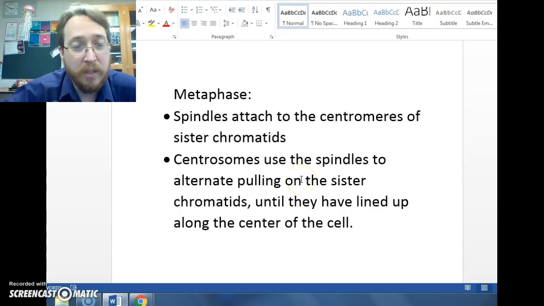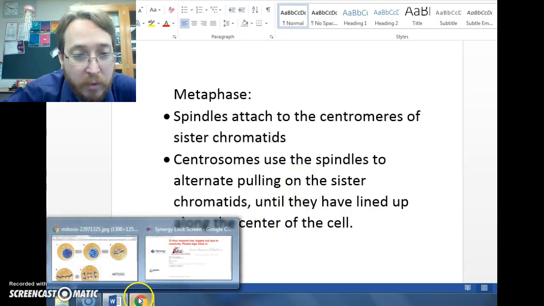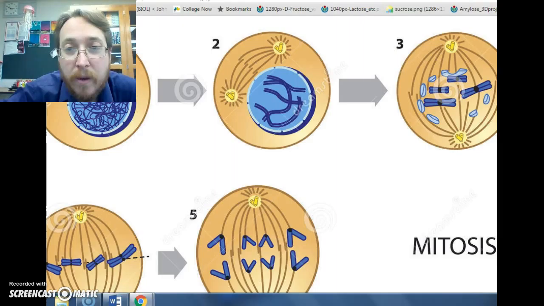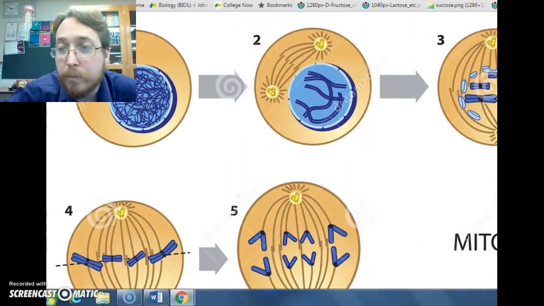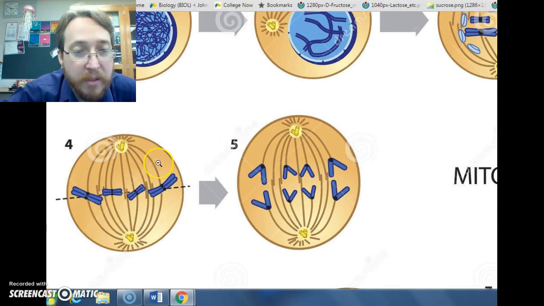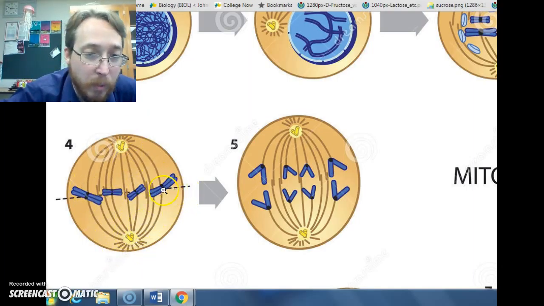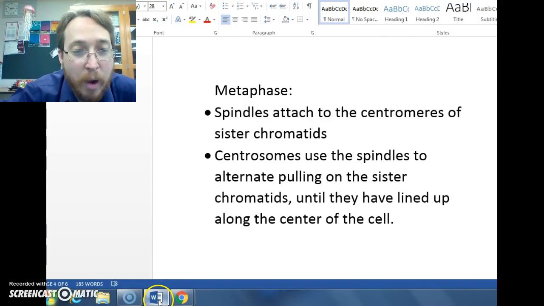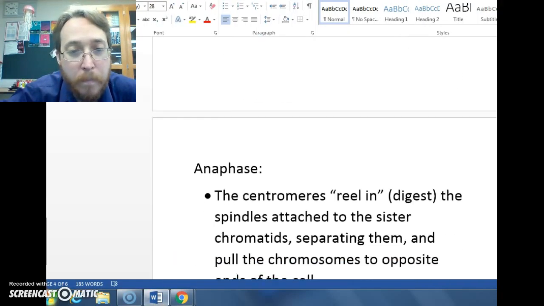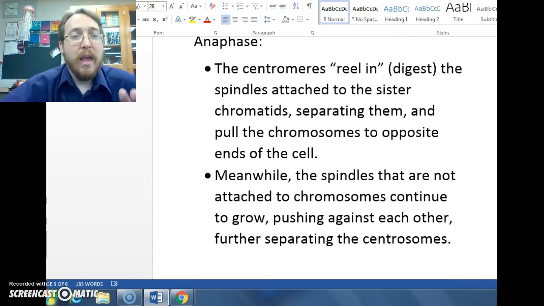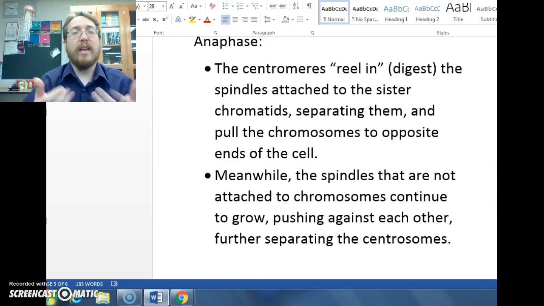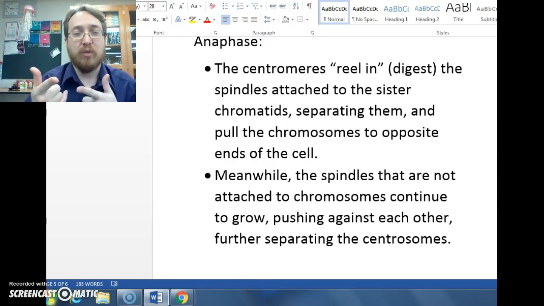So those sister chromatids get all lined up. That is what this looks like down here, right here. This is our metaphase. So now we have spindles that have attached to the centromere of our sister chromatids, and they've done some tug of war, some back and forth to get them lined up in the middle, which means we are now ready for anaphase.